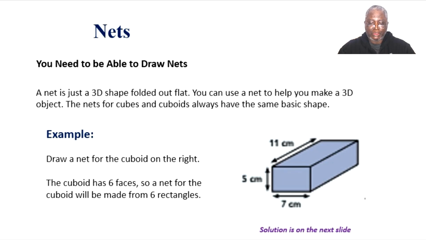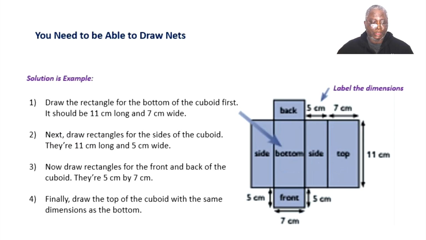You can use a net to help you make a 3D object. These nets for cubes and cuboids always have the same basic shape, as you see below. For example, draw a net for the cuboid on the right. The cuboid has 6 faces, so a net for the cuboid will be made from 6 rectangles. Draw the rectangle for the bottom of the cuboid first. It should be 11 centimeters long and 7 centimeters wide.